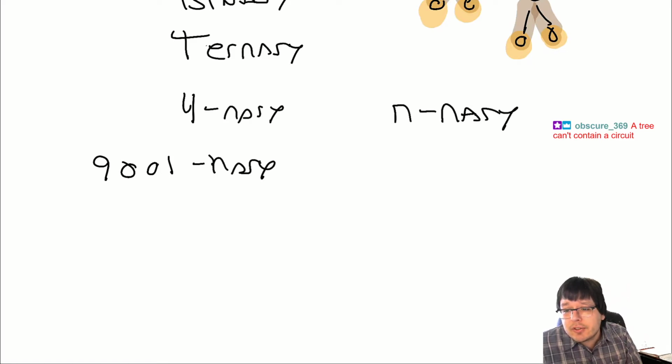A tree can contain a circuit. It's not called a circuit, it's called a cycle. We'll talk about cycles when we get to graphs. Maybe circuit is kind of an EE term, but yes, cycle will be the official term.